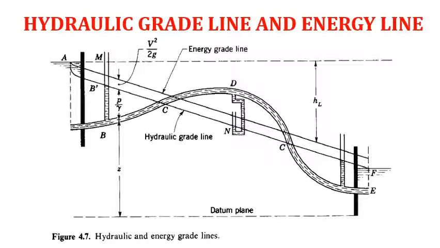Now at point B, since the pipe is below the hydraulic grade line, this means the pressure head is P over gamma. And at point C, the hydraulic grade line passes through the pipe, so this means the pressure head would be 0. Simply, if you connect a piezometer tube at point C, there won't be any rise.